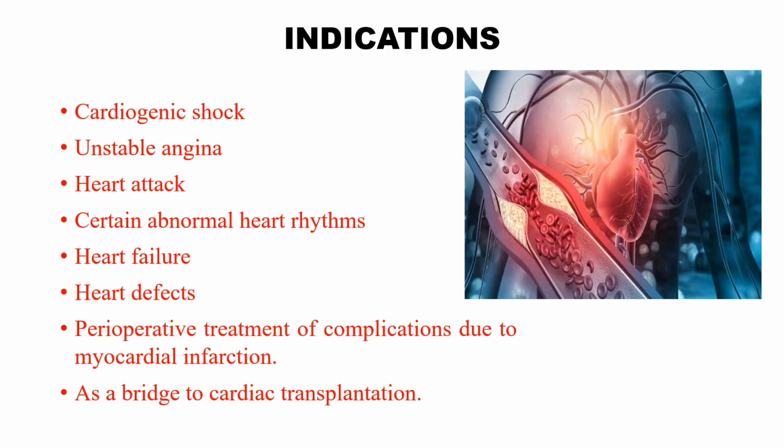Indications. Intra-aortic balloon pump therapy is used to treat cardiogenic shock. That's when your heart cannot pump enough blood to meet the needs of your body, so the IABP is required. Some heart problems can cause cardiogenic shock, including unstable angina, heart attack, certain abnormal heart rhythms, heart failure, and heart defects. You may also need an IABP for perioperative treatment of complications due to myocardial infarction and as a bridge to cardiac transplantation.